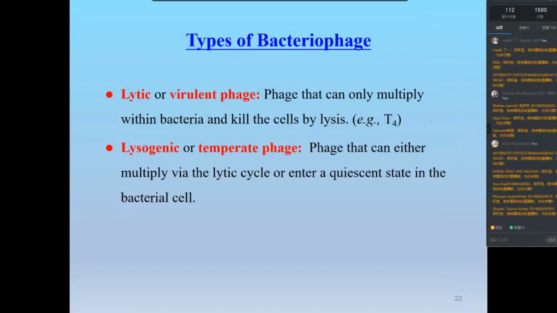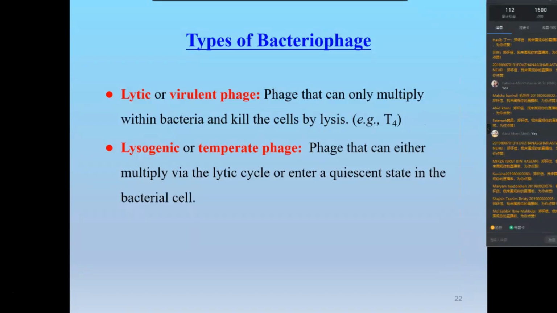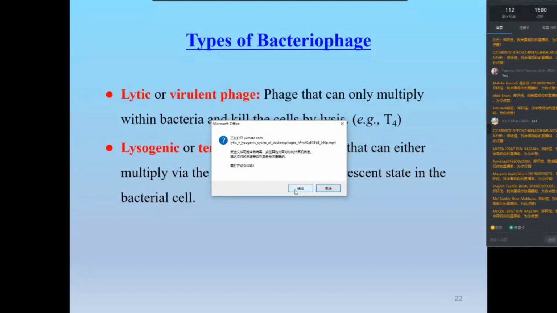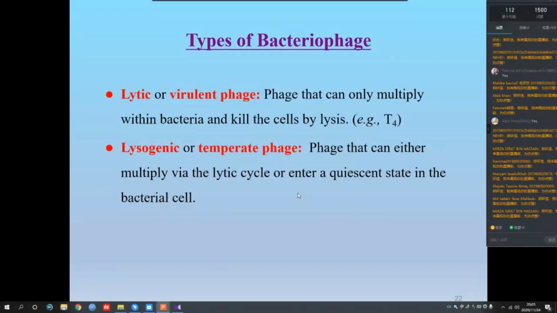They integrate their DNA into the bacterial DNA and replicate with the bacterial DNA. And for some reason, some factors might occur that can induce the phage to enter the lytic cycle again. That we call induction. So those are different types of bacteriophage. I'll show you another video on lytic and lysogenic cycles of bacteriophages, and it will show you the detailed procedure of the different life cycles.